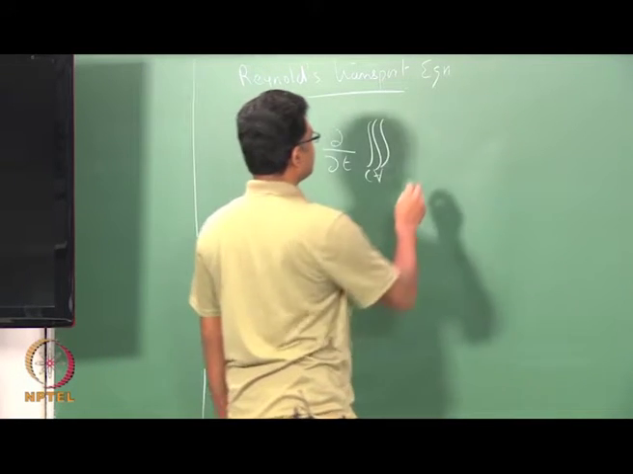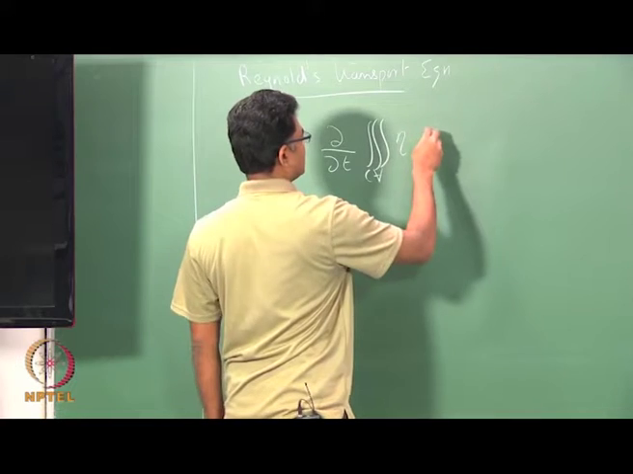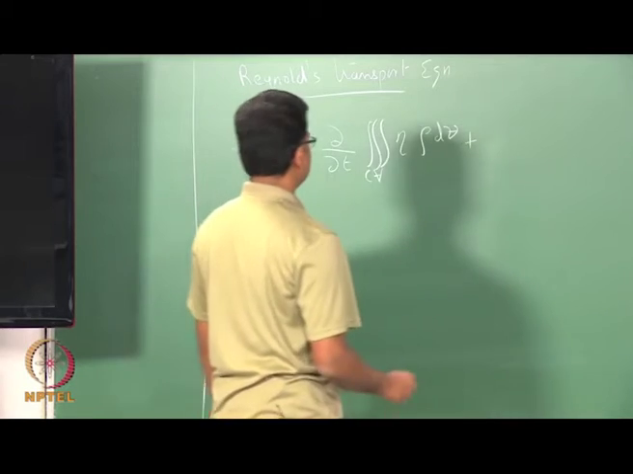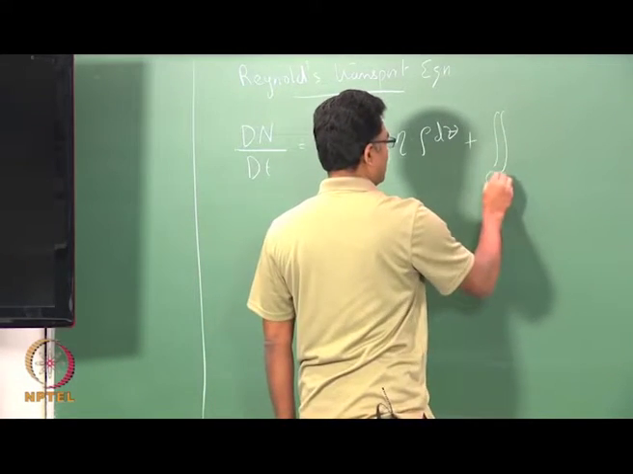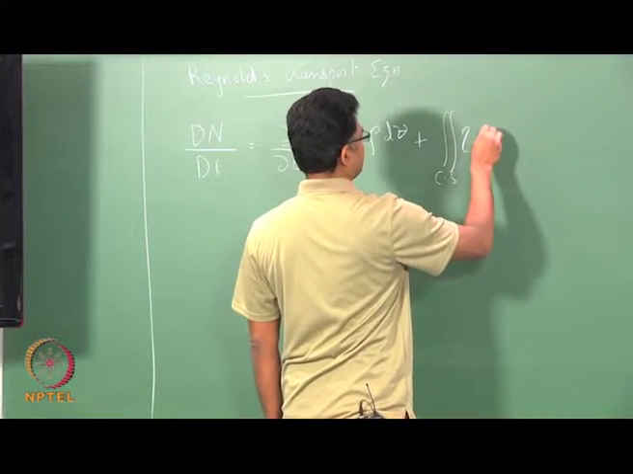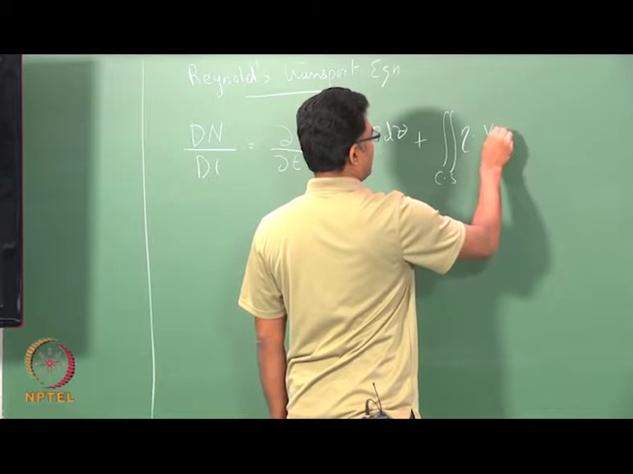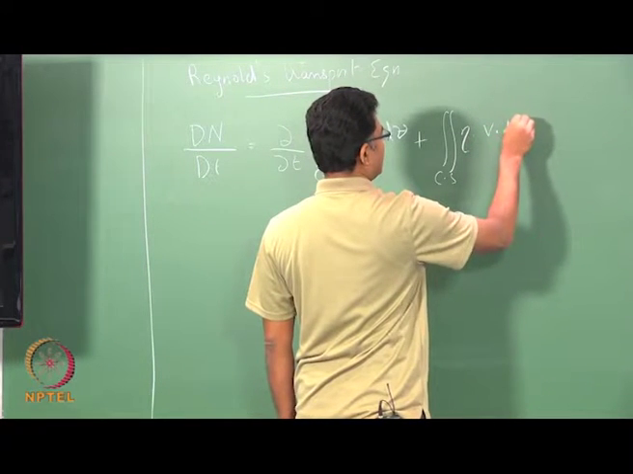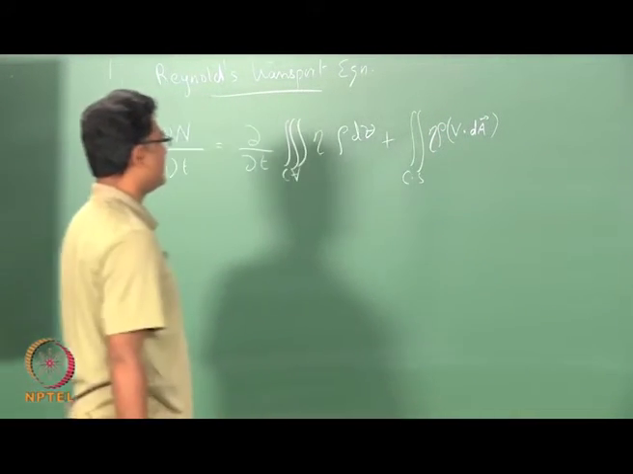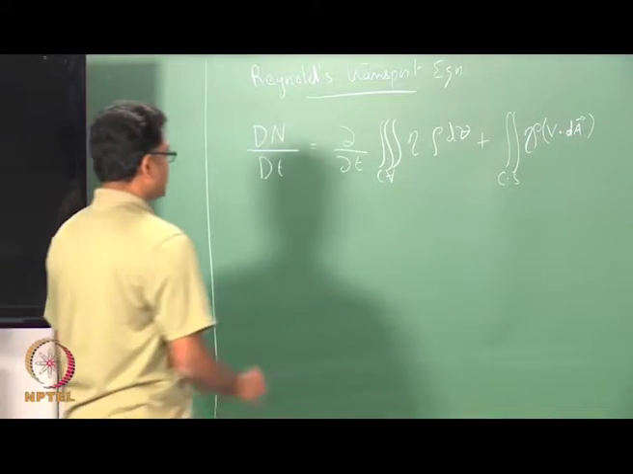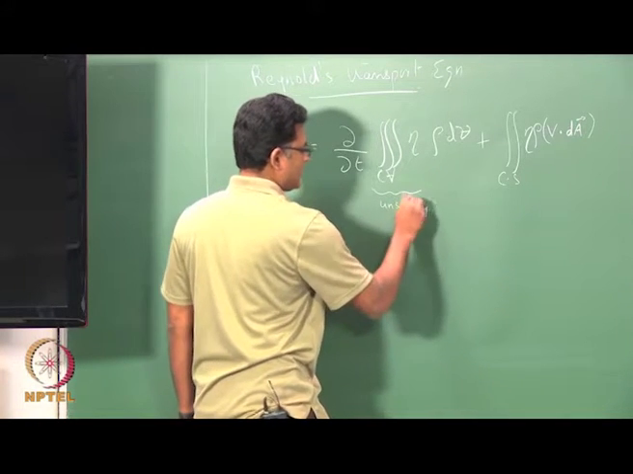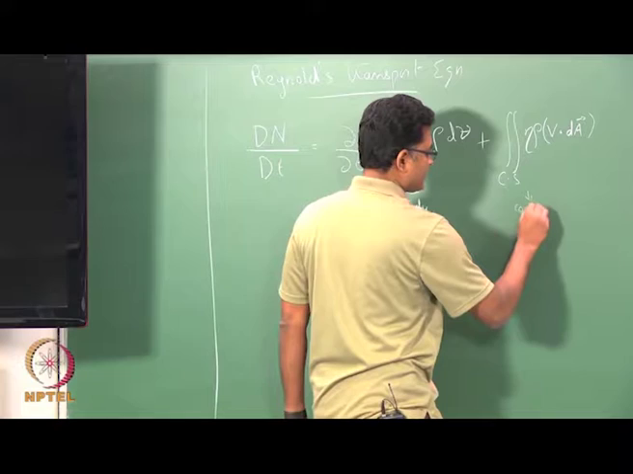over the control volume, eta rho dV, plus the convective part integrated over the control surface, eta rho V dot dA. So, this is the unsteady component, this is the convective component.